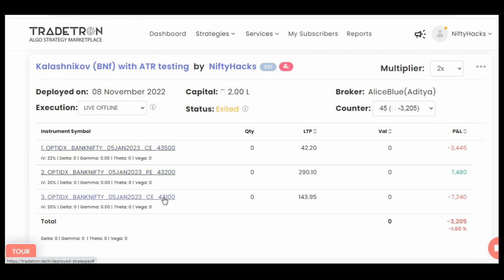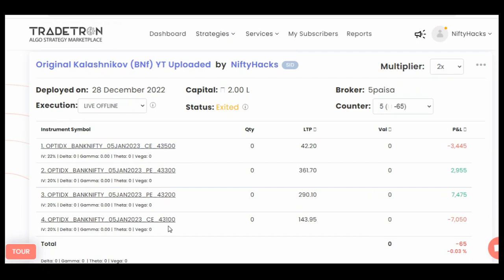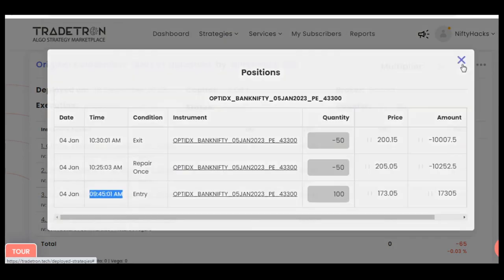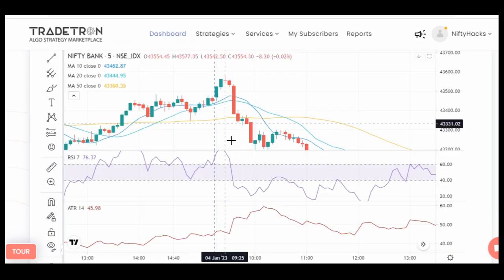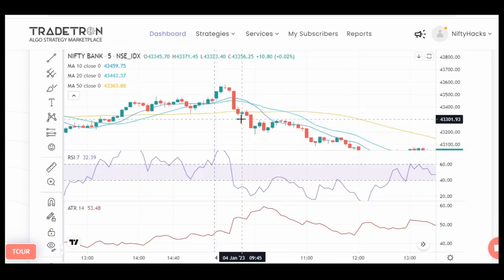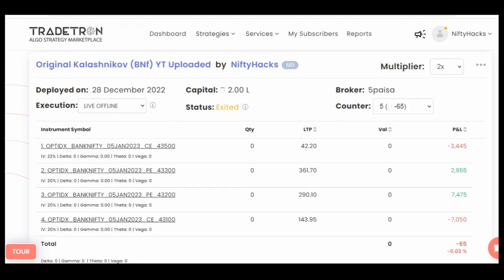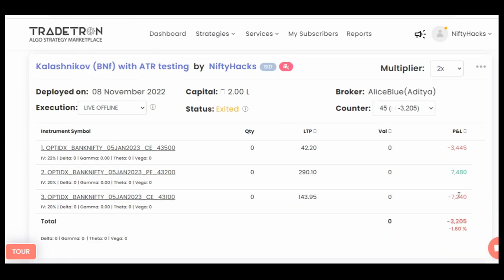All these three trades are common in the original version also. While it seems like at 9:45, the ATR condition didn't match on the chart around this level, due to which the modified version didn't take any trade on the put side at that time. The original strategy didn't have any ATR-based or any other modifications, so it took the trade, which ultimately became profitable. So actually this was the difference between both the strategies' PNL today.